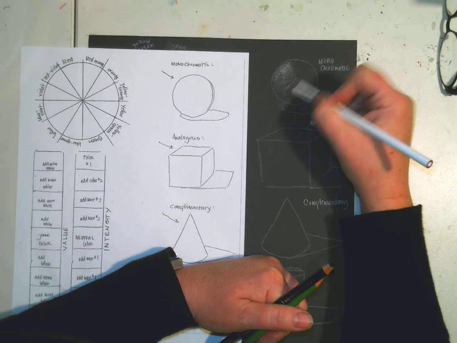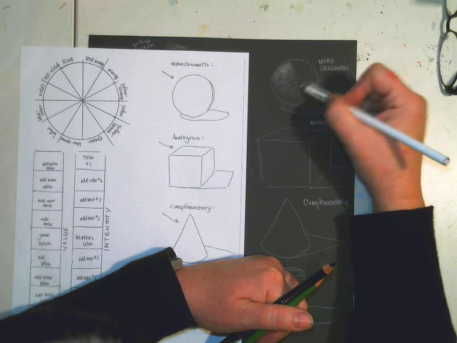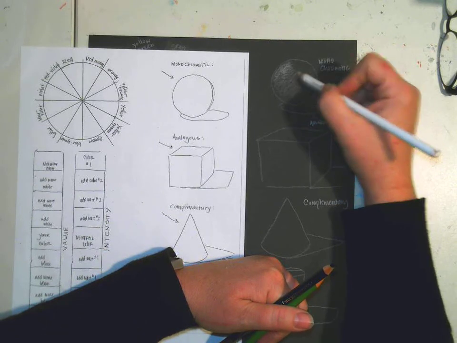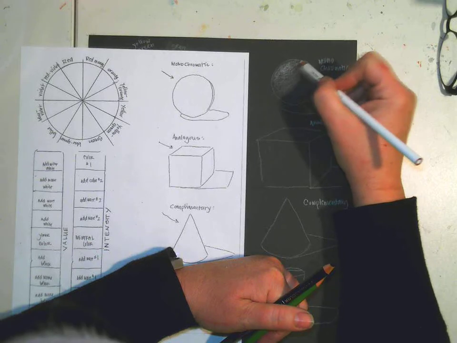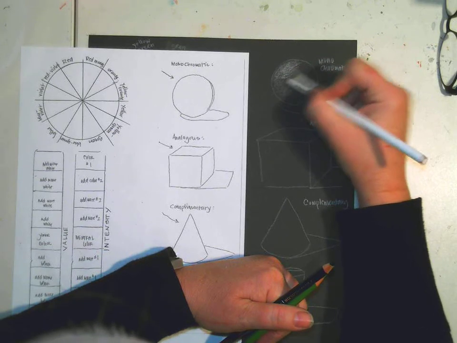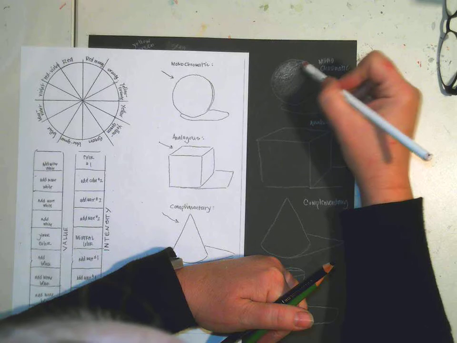I'm using less pressure where I want it to be darker, because I have less of that white colored pencil to go down on my sheet and more of that black paper to show through.